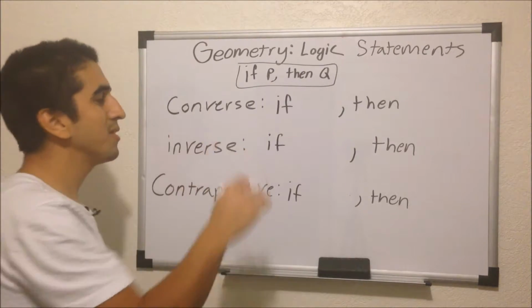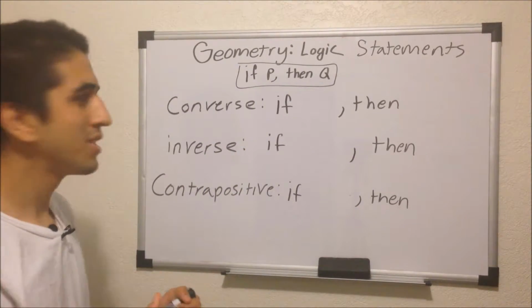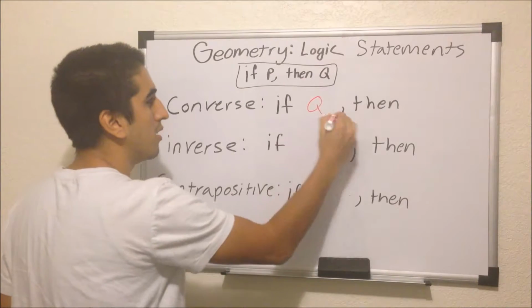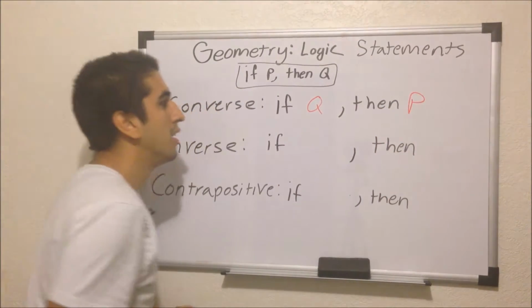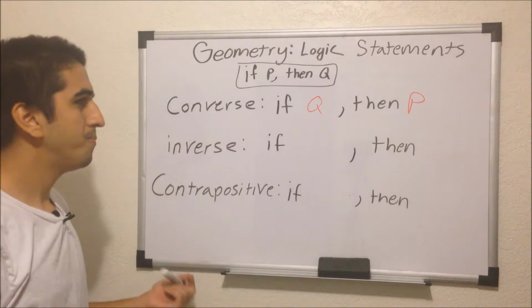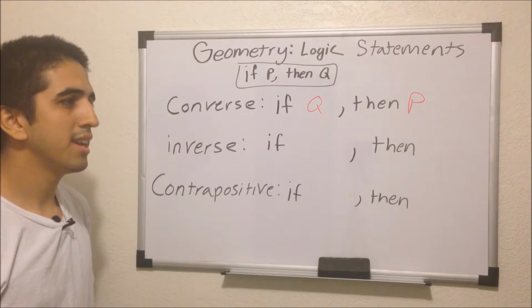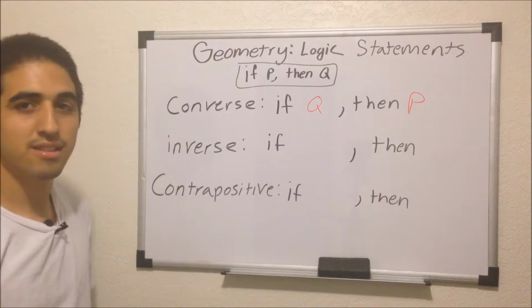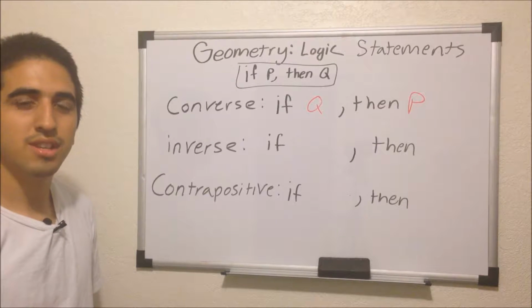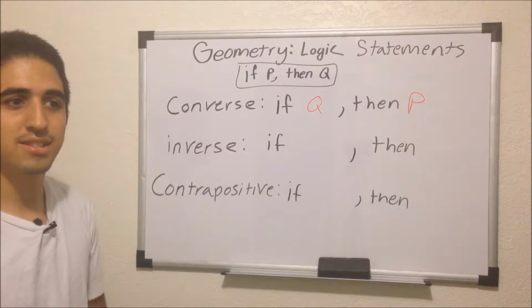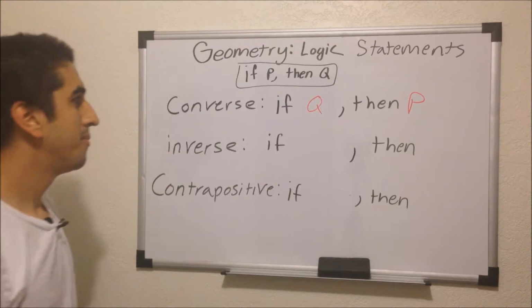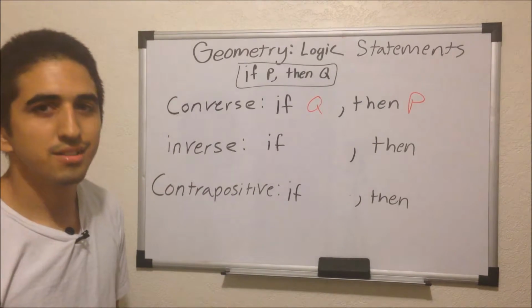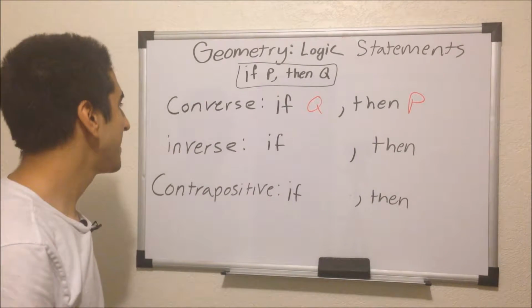So converse. Converse is saying just switch P and Q. So if Q, then P. A way you can say that is, if it is sunny outside, then it's not going to rain. So then if it's not going to rain, then it's sunny outside. Now that's not necessarily true, but we'll use that as an example.